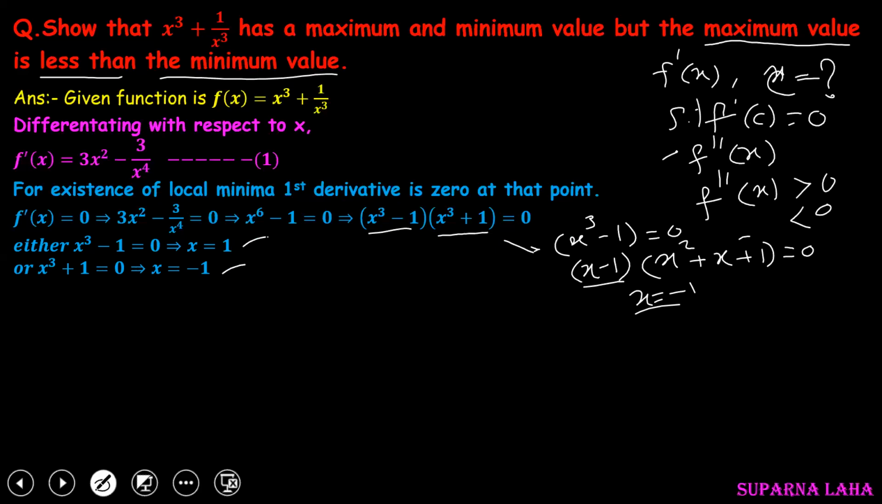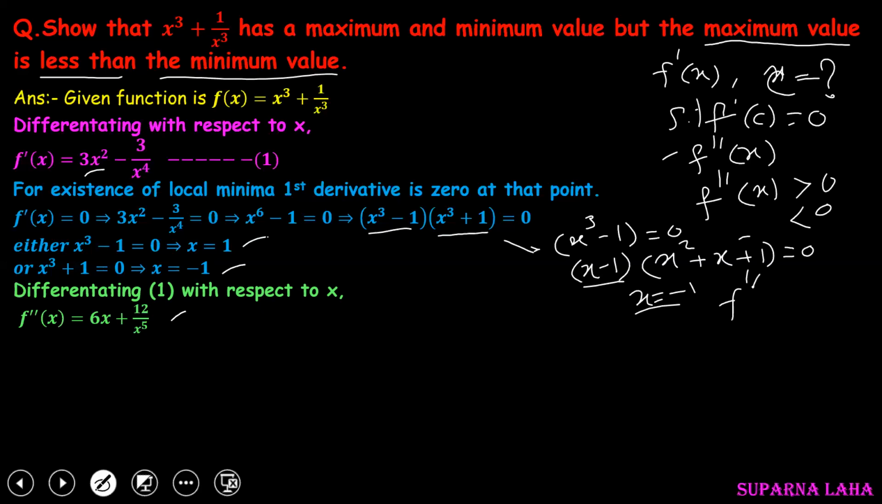We need to check the second derivative first. So find the second derivative by differentiating again with respect to x. You will find the second derivative is given by 6x plus 12 upon x to the power 5. I don't need to explain the differentiation again and again, because you all know how to differentiate the function. So f''(x), the second derivative, is given by 6x plus 12 upon x to the power 5. Now we need to check f''(minus 1) and f''(1).